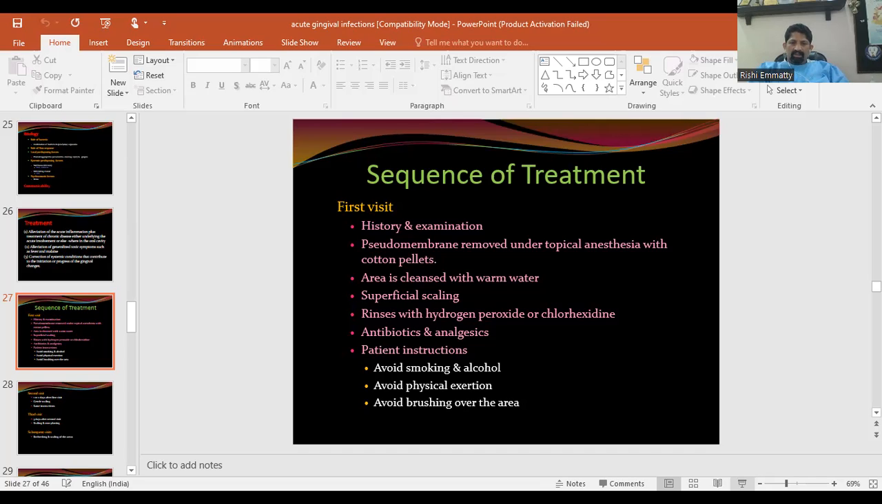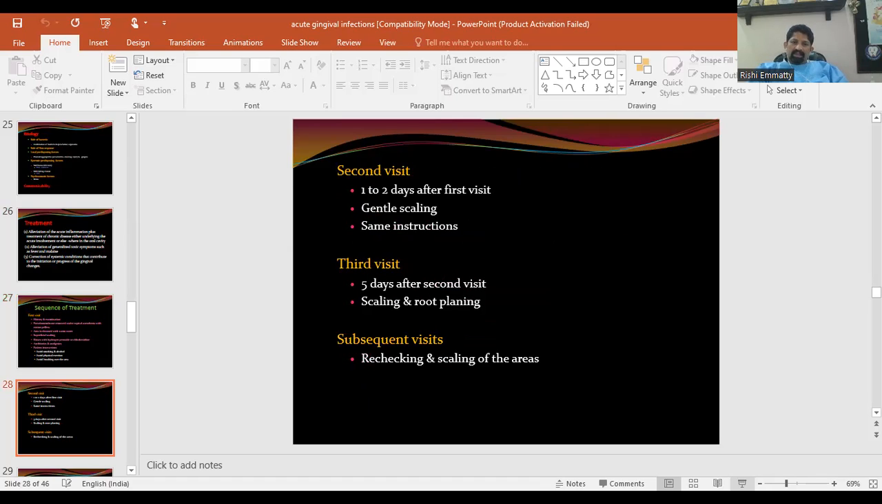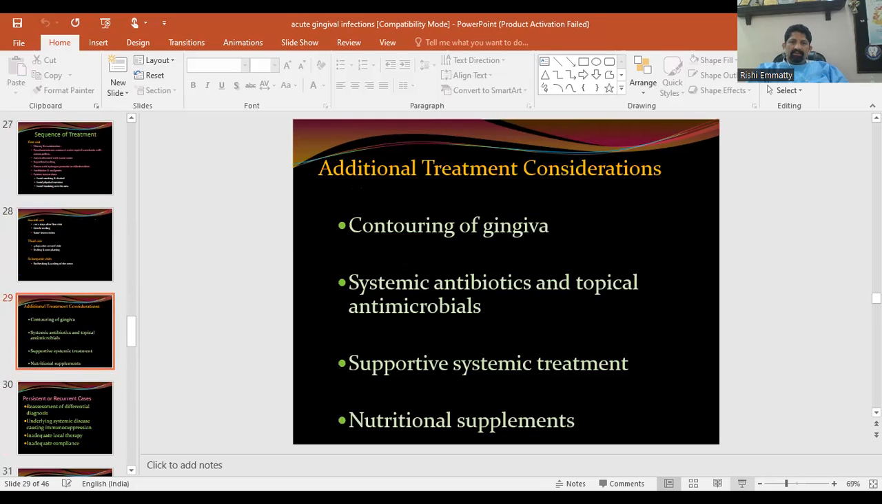And if required, like if the condition is painful or sloughing is there, antibiotics and analgesics are prescribed, and the patient is instructed to avoid smoking, alcohol, and physical exertion, and to avoid brushing over the area so that the tissue will heal by itself. Second visit, 1 to 2 days after the first visit, again do a gentle scaling, with the same instructions as the first visit. Third visit, 5 days after the second visit, again you do scaling and root planing, and in subsequent visits you do rechecking and scaling of the areas.